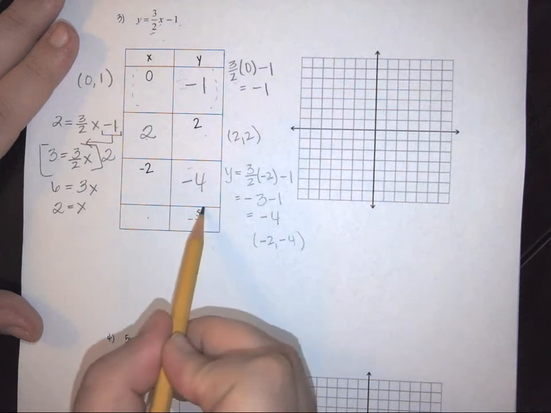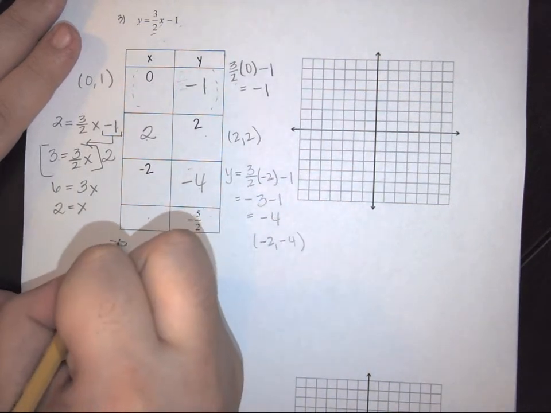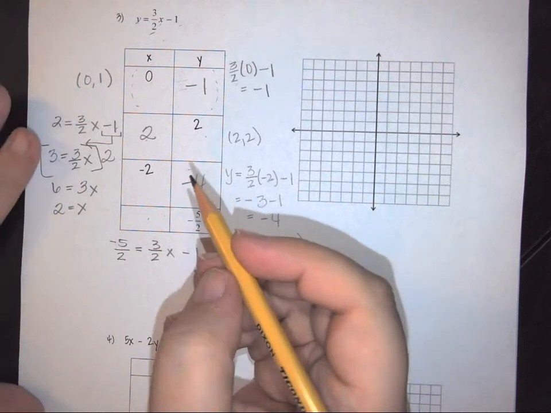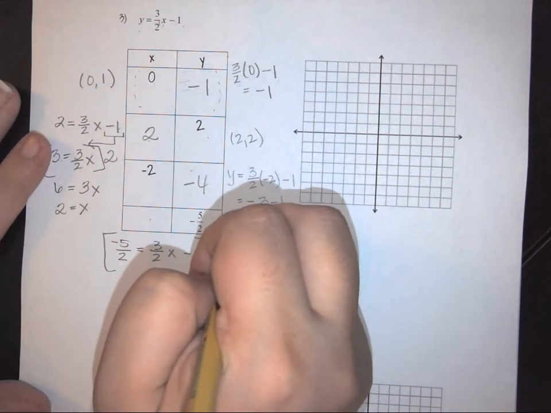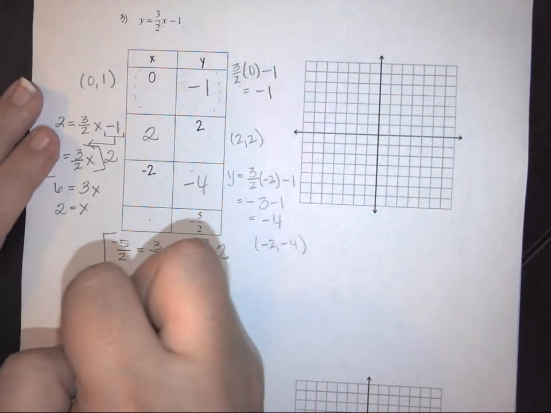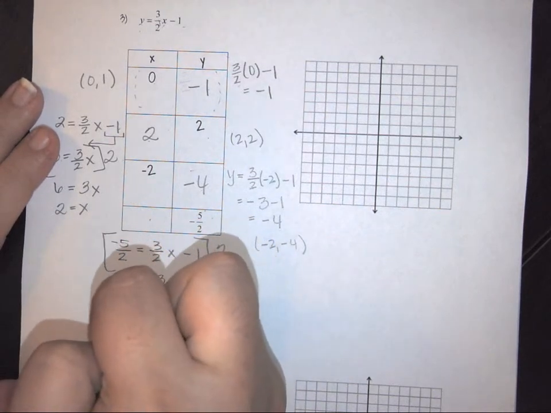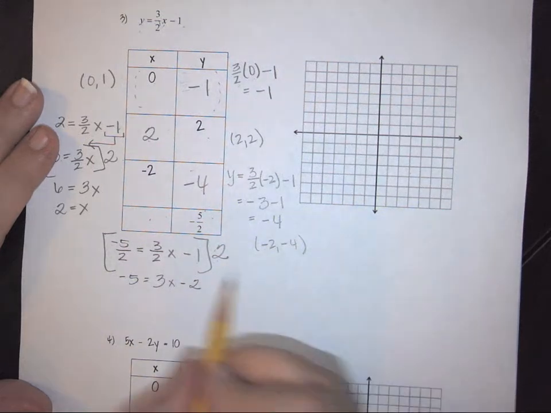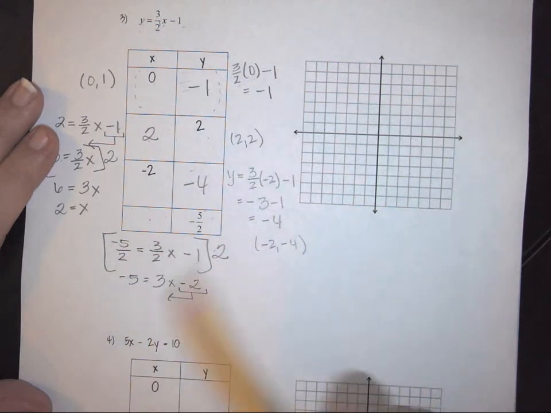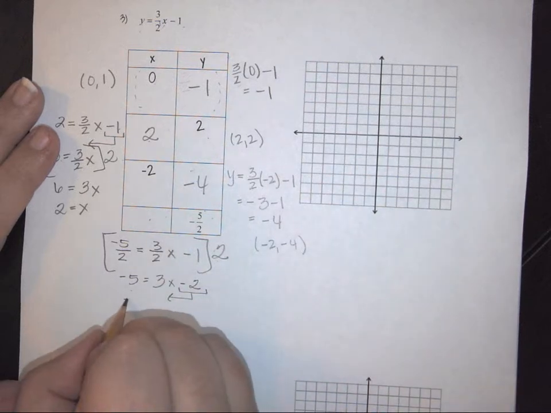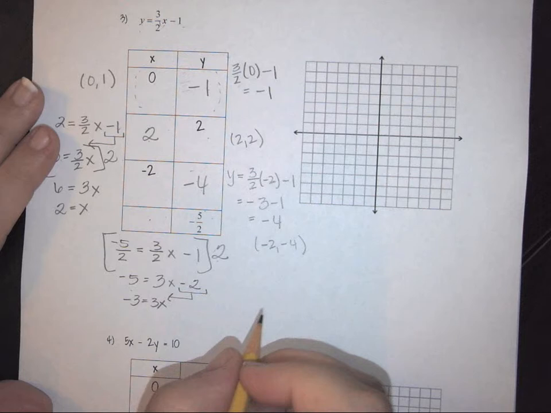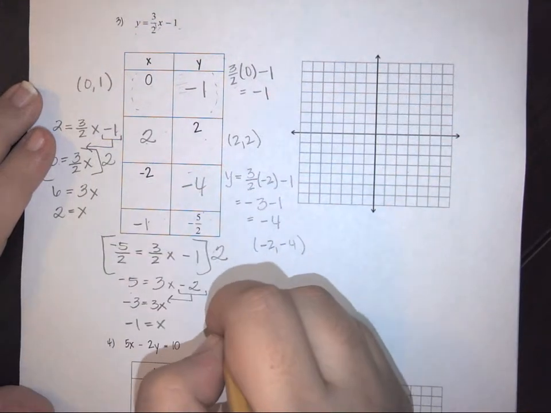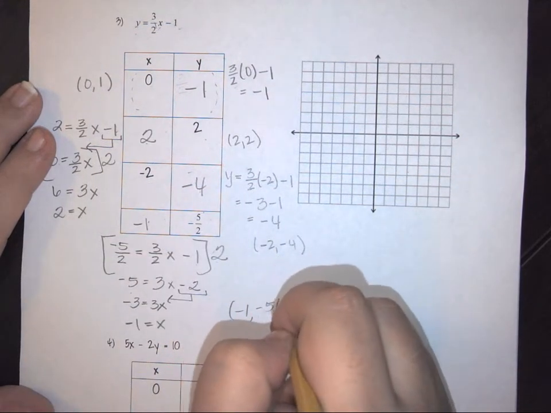And then last but not least, I have this 5/2 piece. So this is my y, so negative 5/2 is equal to my 3/2 x minus 1. Here the first thing I would do is multiply everything by 2. So it gets rid of my 2 on the bottom, leaves behind just the negative 5. Gets rid of my 2 here and leaves behind the 3x. And then negative 1 times 2 is a negative 2. I'm going to take this and I need to move it. So negative 5 plus 2 is going to give me a negative 3. Divide everything by 3 and we end up with negative 1 equaling x. So I get a negative 1 here, which gives me the final coordinate point of negative 1, negative 5/2.